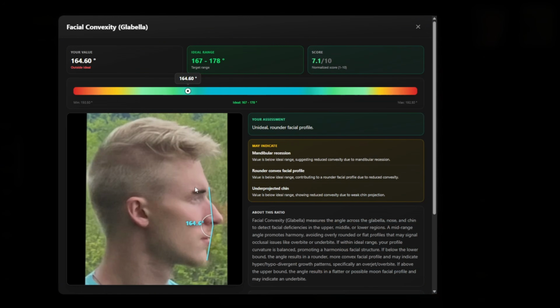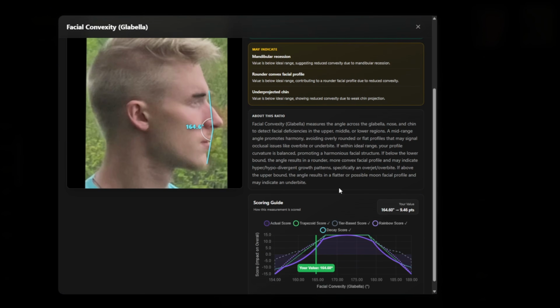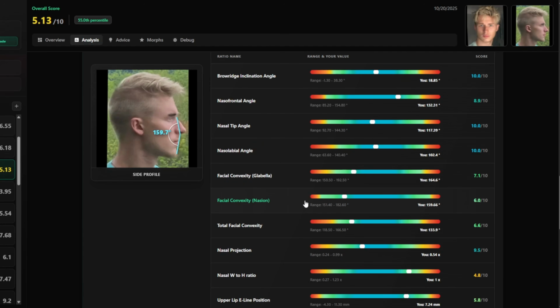Now his facial convexity is a bit on the more rounded convex side, which could indicate a tiny bit of mandibular recession. Like maybe his jaw could be a little bit more projected over here, but it's nothing crazy. You see that he gets deducted like maybe 2/3 of the points, so it's nothing crazy.